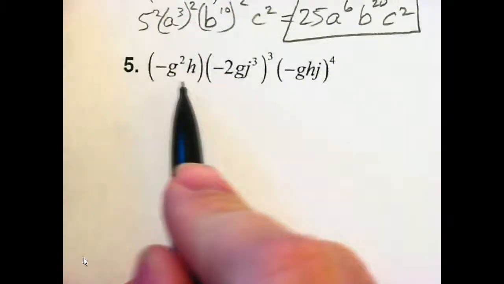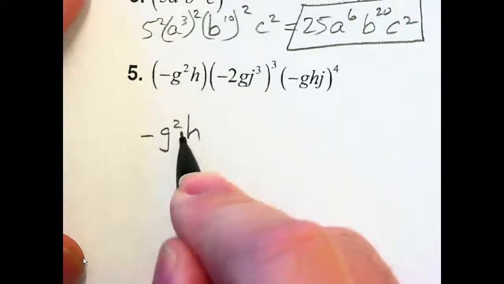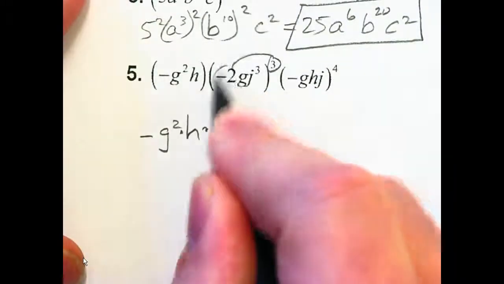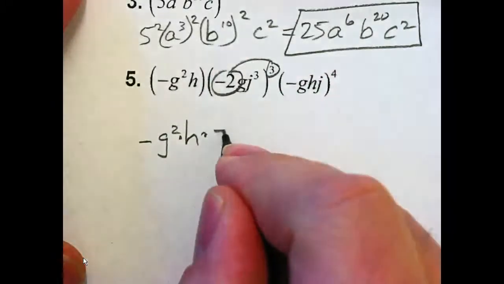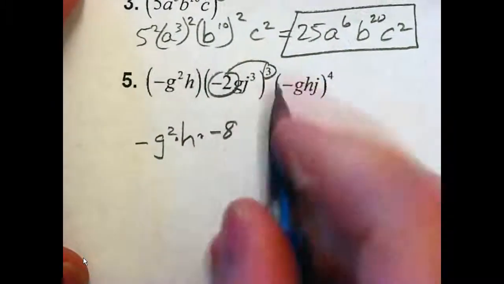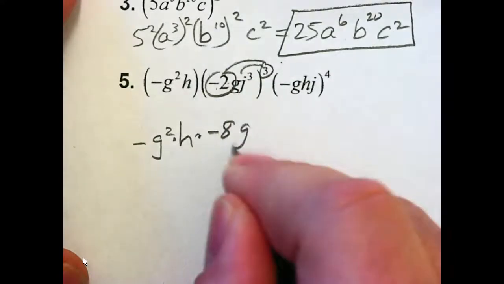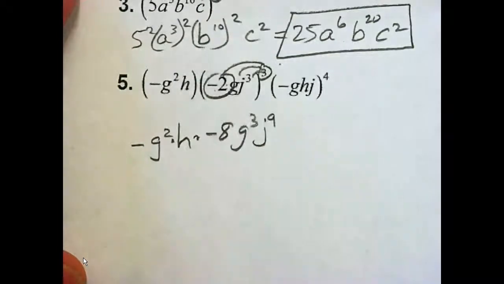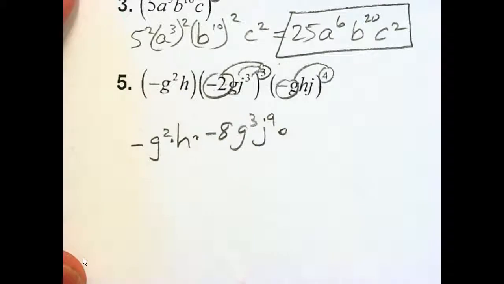All right, this one right here, this is negative g squared h, and there's multiply, and then we have multiply by negative 2 to the 3rd. What's negative 2 to the 3rd? Yeah, it's negative 8. Anytime you raise a negative to an odd power, it's a negative. If you raise a negative to an even power, it's a positive. Okay, g cubed and j to the 9th times, what's negative g to the 4th?